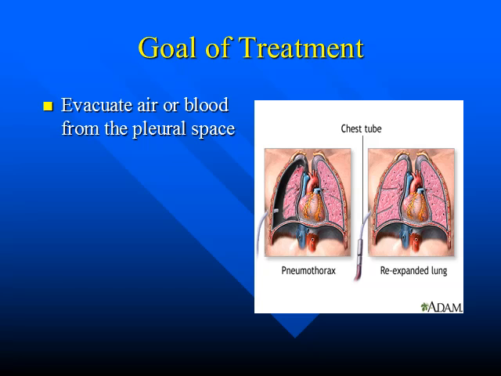And this picture shows you, the one on the left shows you that the chest tube has been inserted into the chest wall. It's into that cavity, and it allows the lung to re-expand. And once that lung has re-expanded, then we'll go ahead and take that chest tube out. So that's what you'll usually see in these types of situations.